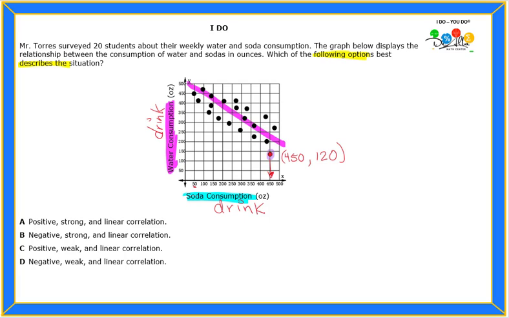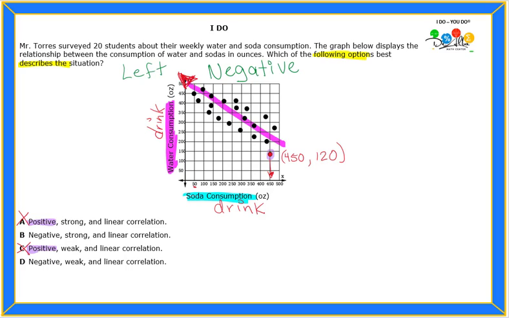Now, the next thing that I want to do is draw an arrow pointing in this direction, because that arrow will help me to decide whether it's a positive or negative correlation. Since the arrow is pointing to the left, then I can say that there is a negative correlation. Therefore, if I look at the answer choices, I can already cross out letter A because it says positive. And I can cross out letter C because it also says positive. So I'm going to cross out those two answer choices.